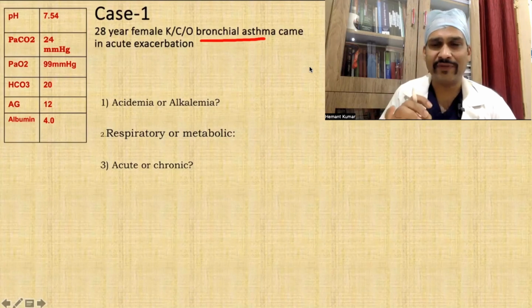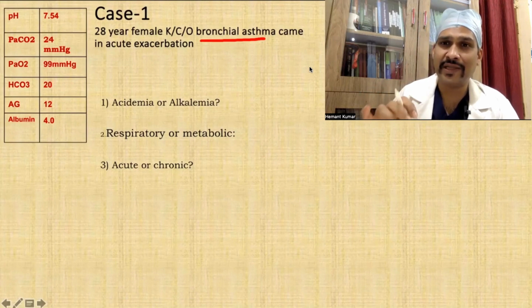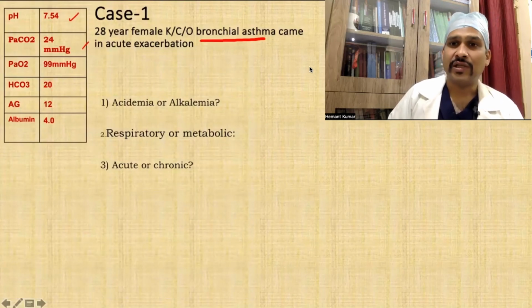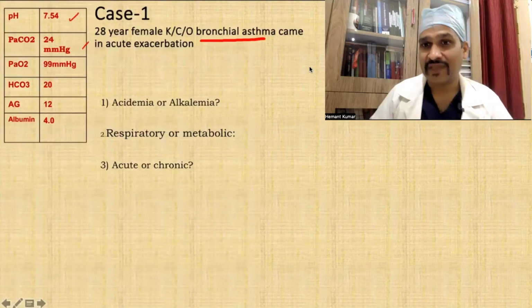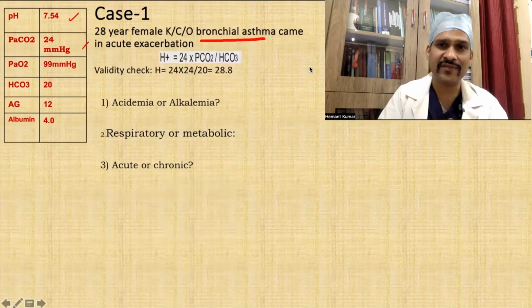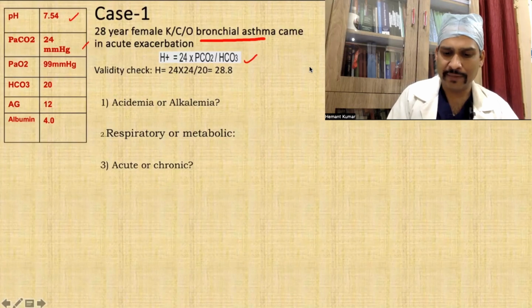So let's see case number 1. She is a known case of bronchial asthma. She came in acute exacerbation. So as I told you, never interpret ABG without clinical history. So this is the ABG. What is step 1? Step 1 is validity. We have to check whether this ABG is valid or not. How to check? This formula. So in this formula, PCO2 is 24, bicarb is 20.